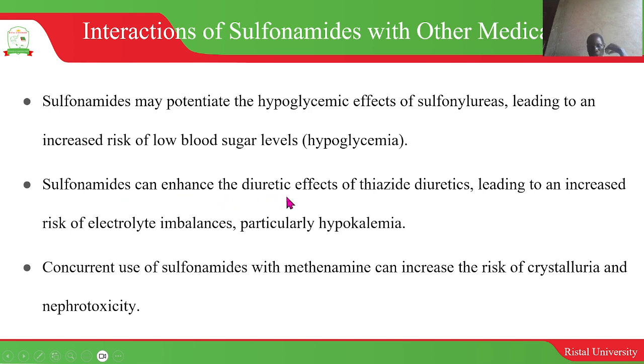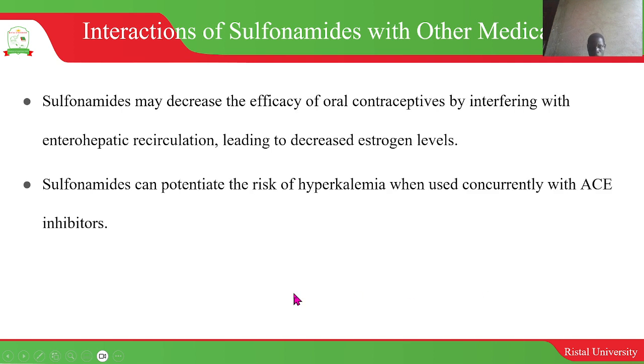Sulfonamides can enhance the effects of diuretics, leading to an increased risk of electrolyte imbalance, particularly hypokalemia. So they can cause hypokalemia. Concurrent use of sulfonamides with methenamine can also increase the risk of crystalluria. So these are nephrotoxicity. So these are some of the side effects of these sulfur-containing drugs.